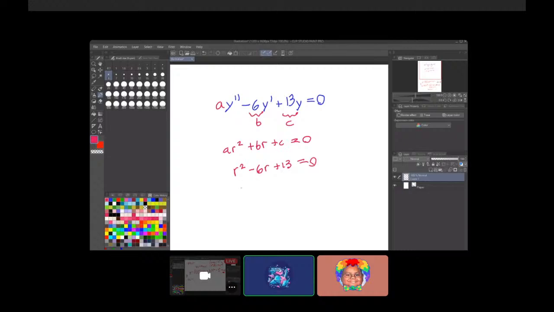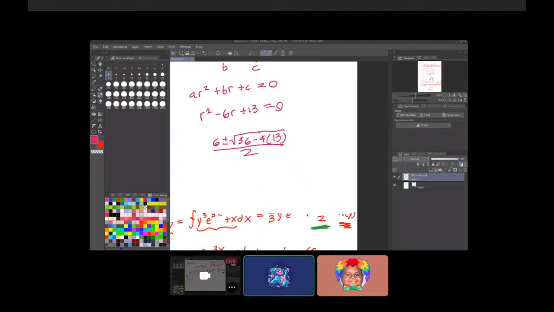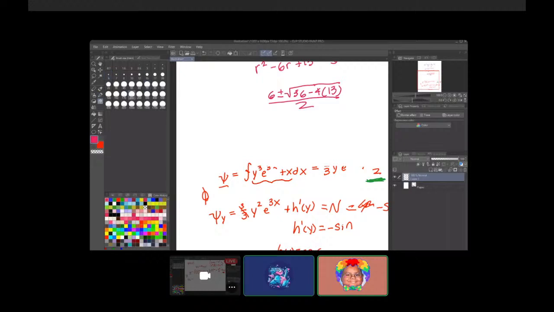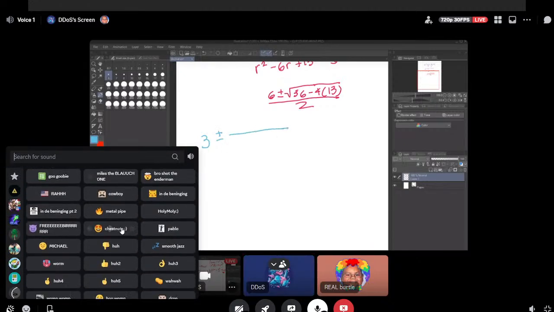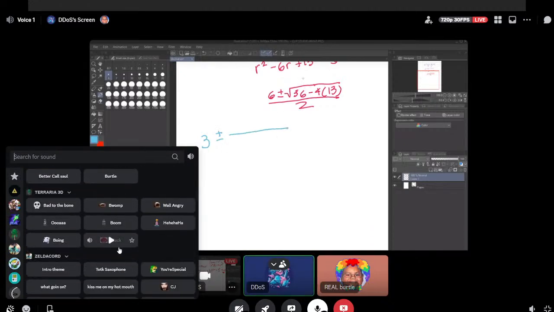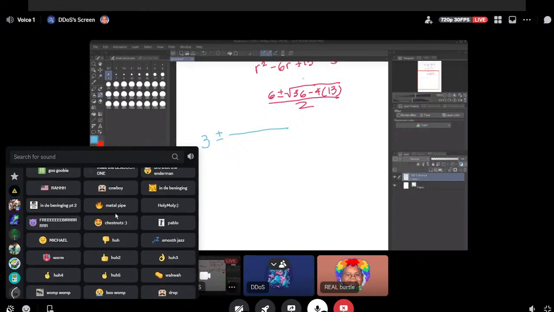and I'm going to have to use the quadratic equation because this doesn't factor. So 6 plus or minus the square root of 36 minus 4 times 13, over 2. I hate doing this. This is just not fun at all. Not the biggest fan of math. 36 minus 52. I'm going to do this on my calculator real quick. Negative 16. That's fun.